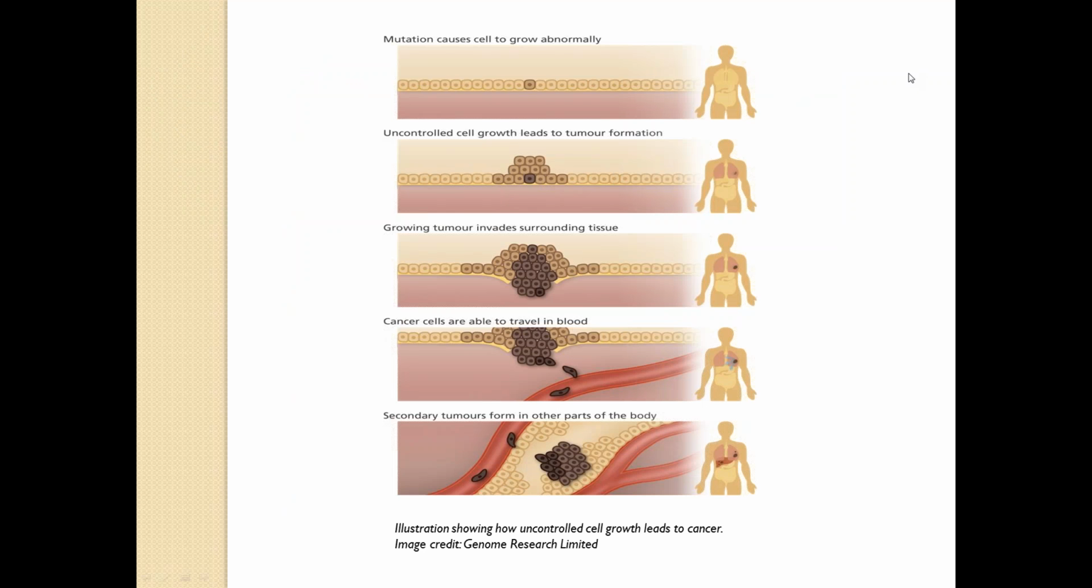So this is a cartoon that explains the genesis of cancer from a mutation or a mistake that occurs in the DNA. This mutation can cause the cell to grow abnormally and then eventually lead to tumor formation. This growing tumor can then invade the surrounding tissue, and then it can affect the blood and thereby spread to other parts of the body. So this is a simplistic way to imagine how a mutation in a single gene can eventually lead to a life-threatening cancer.